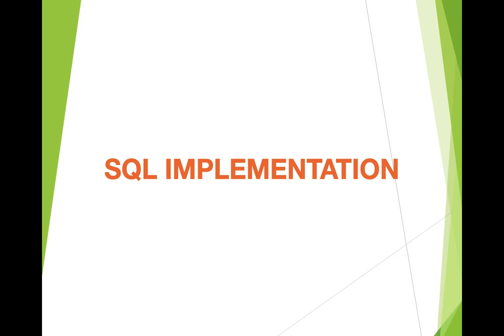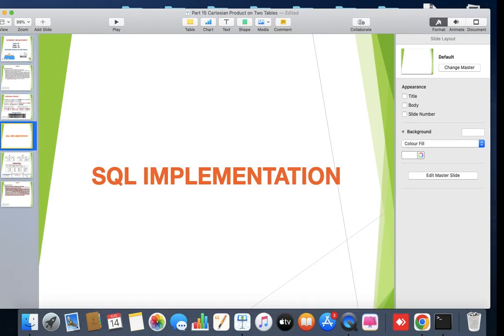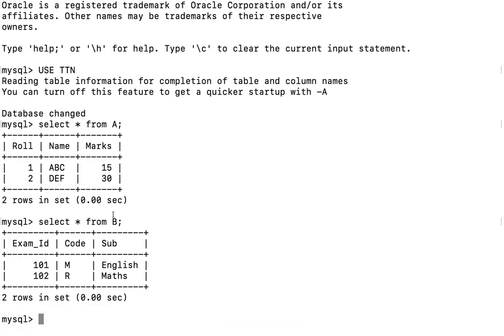Let me show you the implementation of the same example. We'll be taking the two tables A and B, which I discussed in the previous slide. This is table A, which has three columns: roll number, name and marks, with the values for roll number as 1, name as ABC and marks as 15. And the second row, the roll number is 2, name is DEF and marks are 30. And this is the second table, table B.